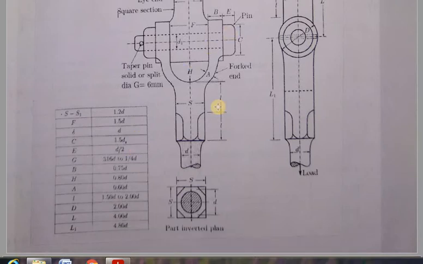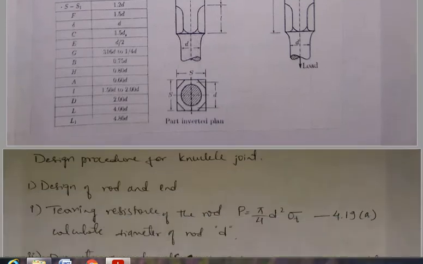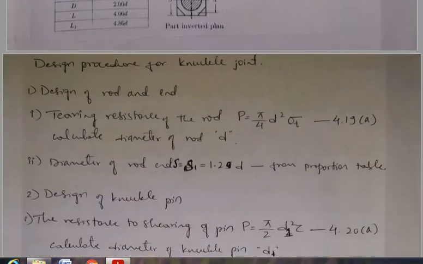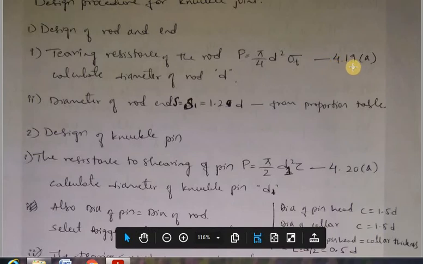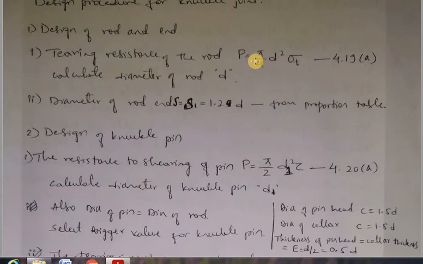And again we have a set of equations in the data handbook which give us the exact dimensions required for a safe design with the given working conditions. So we'll go through the design procedure now. First, calculating the diameter of the rod, we use equation number 4.19a. The equation is the tearing resistance of the rod: P is equal to pi by 4 d square into sigma t.